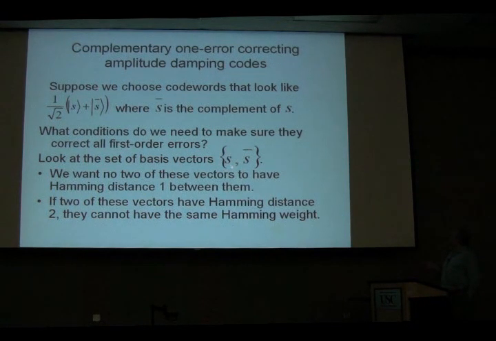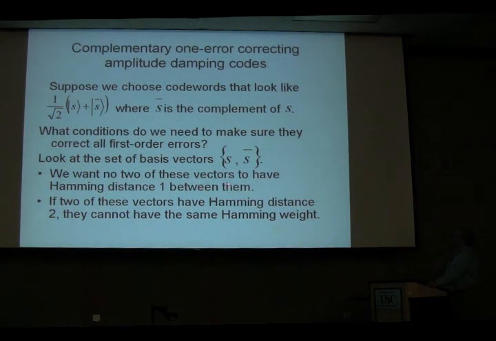Well, let's look at the set of basis vectors S and S bar. So what do we want? We want that if you apply an amplitude damping operation to one of these code words, and apply a different amplitude damping operation on a different qubit to another of these code words, you can still tell them apart when you're done.